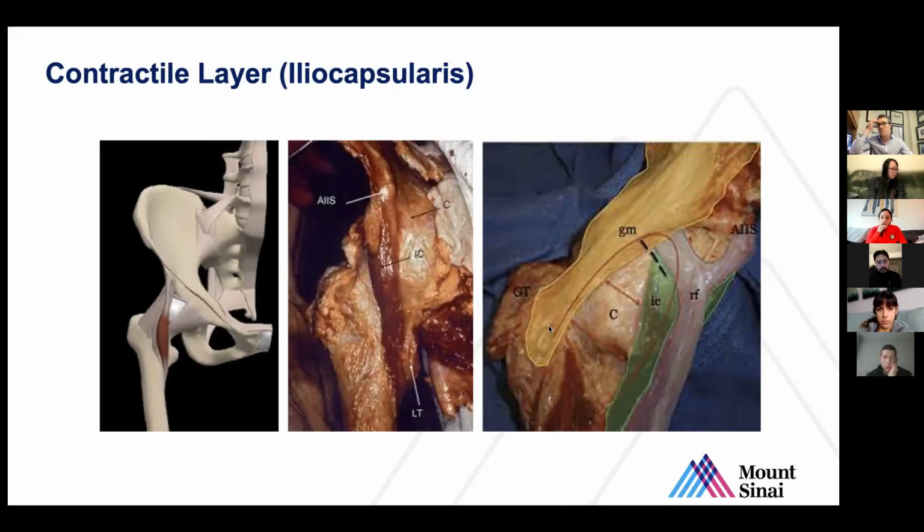So when you do an open procedure and you try to get to this capsule, especially if you're doing a surgical hip dislocation, you have to actually tease off all this musculature because it firmly adheres to the capsule superficially. The iliocapsularis we are studying because I believe that it is a very important muscle. There's some MRI literature that has demonstrated hypertrophy of the iliocapsularis in patients with instability, because there's more strain and stress on it with the instability of the femoral head, so the iliocapsularis is working harder to maintain congruity and keep the head located within the acetabulum.